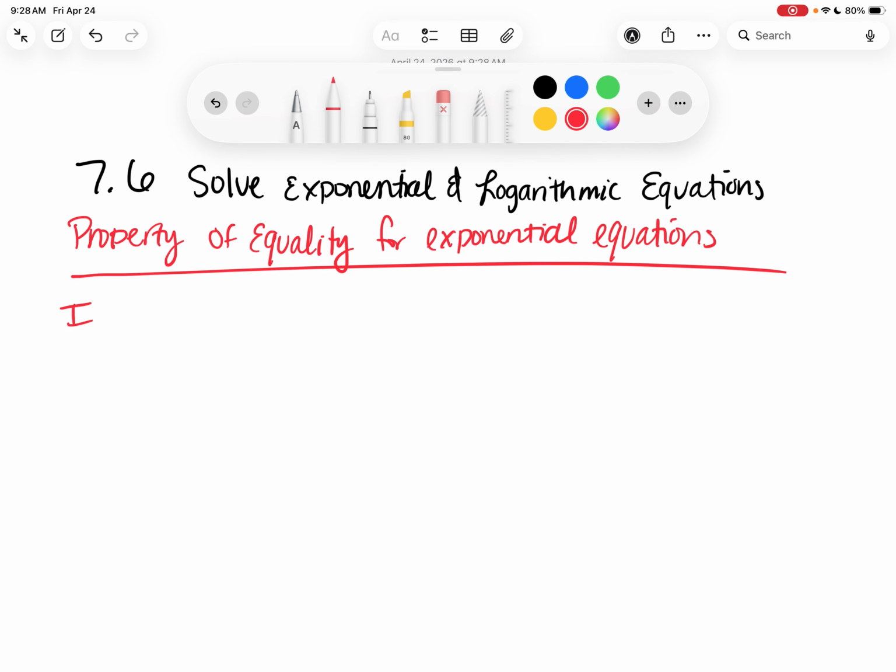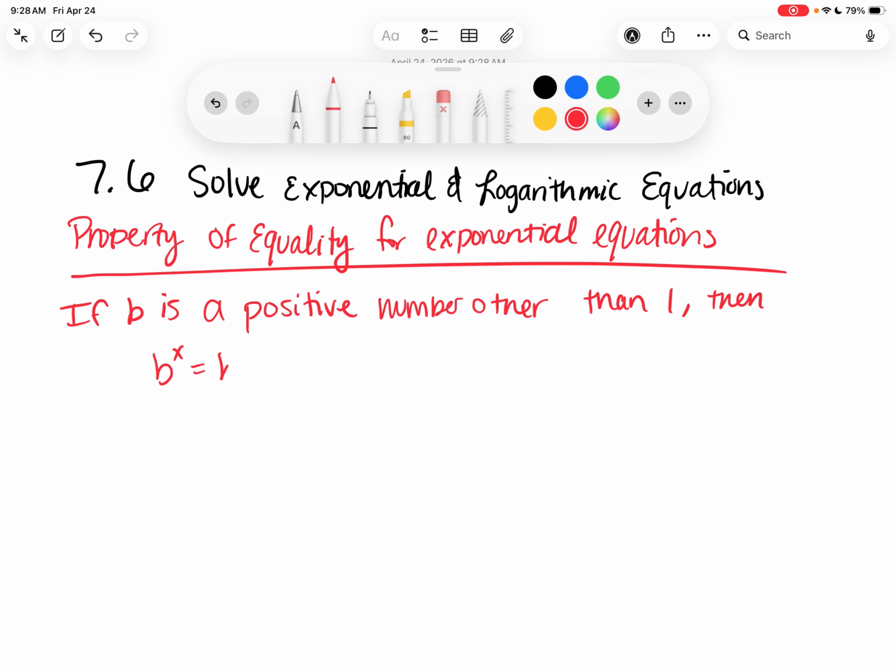If b is a positive number other than 1, then b to the x is equal to b to the y if and only if x is equal to y. So if we had 4 to the x is equal to 4 to the 7th, then that means that x is equal to 7.